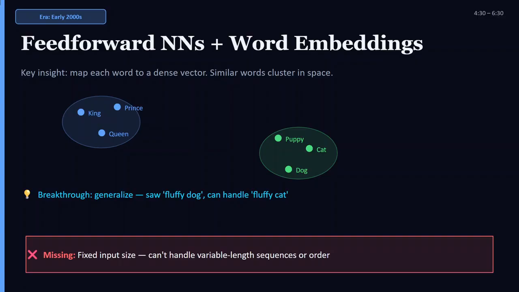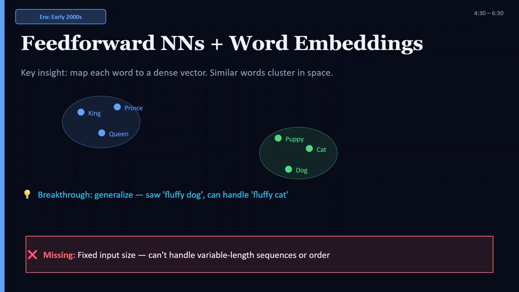But the architecture had a hard limit. A feed forward network takes a fixed input size. You have to decide upfront. You look at the last 5 words, 10 words, 15 words. You cannot look at the entire sentence dynamically. There's no notion of sequences. We just flatten your context window into a vector here. Language is not fixed size, right? A sentence can be 5 words or 500 words. A story can span 2 paragraphs. So you need a model that can handle variable length sequences and order.